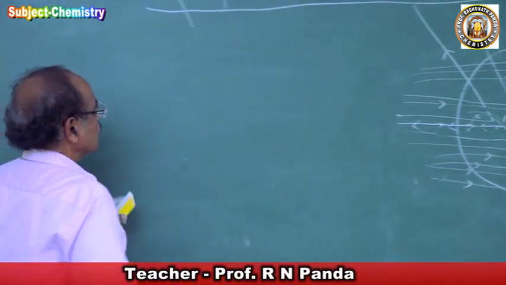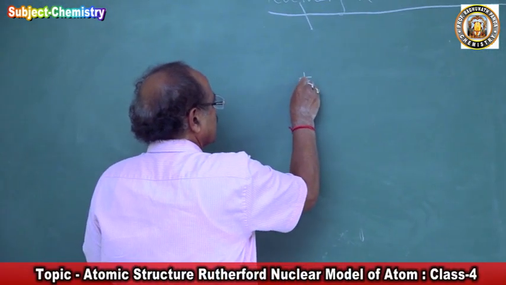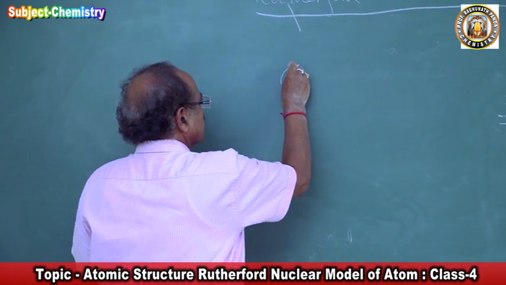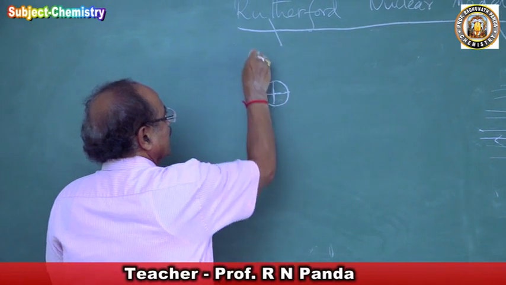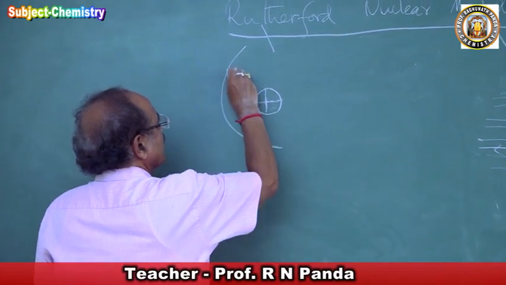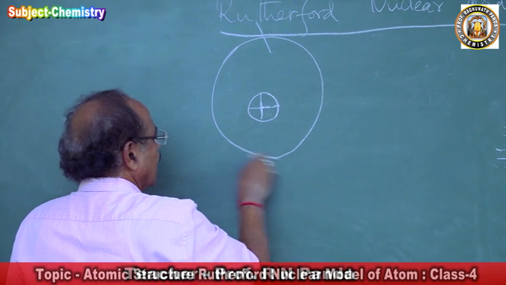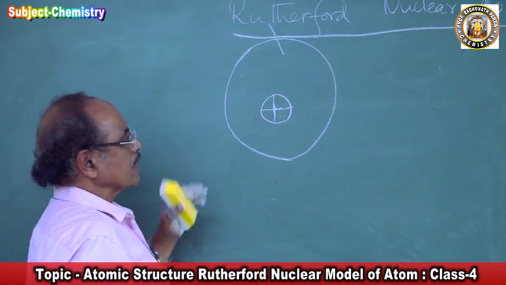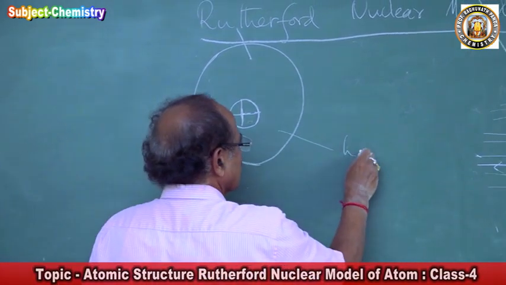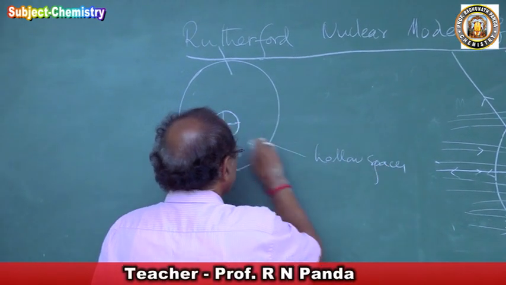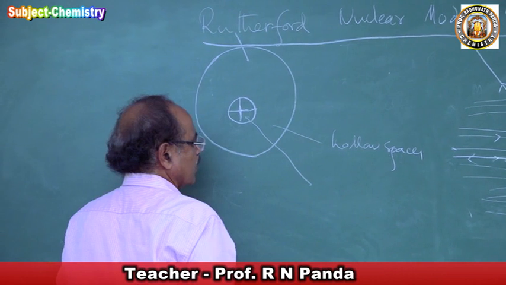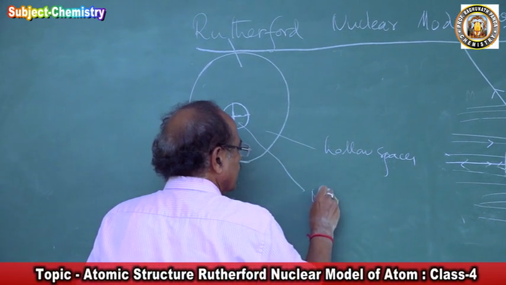So he says there is a positively charged massive body present inside the atom, and there is a large hollow space inside the atom. This is the way he says. Here there is the hollow space, and this is the positively charged massive body, and he named that nucleus.